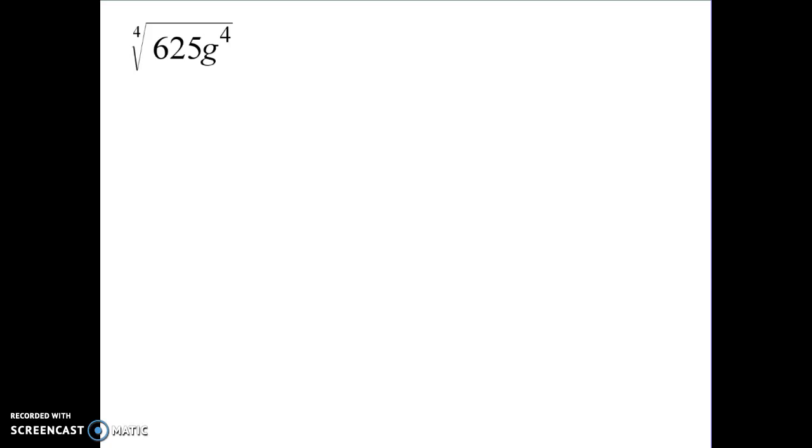All right, let's try this one. This one changes a little bit because it's a fourth root. So how many do you think are going to need to go in our circles? Right, I'm going to need to have 4 in the circle. So let's see, 625 ends with a 5, so I know 5 will divide into it. 5 goes into 6 one time with 1 left over. 5 goes into 12 2 times with 2 left over. 5 goes into 25 5 times.